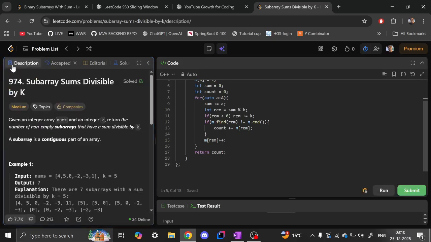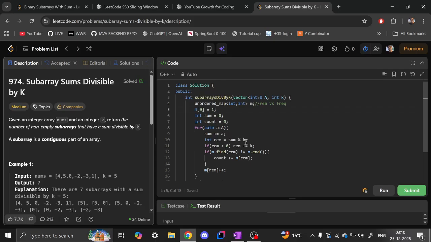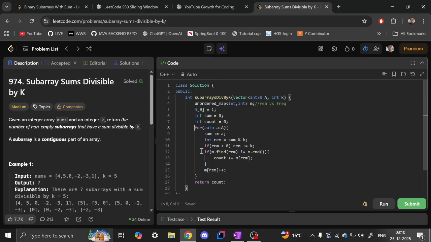Okay, so we see that this example has passed. If I try to analyze the time complexity, we are simply running a for loop. We are doing this operation, but this operation is constant time, so your time complexity is constant. And for space complexity, or the auxiliary space, we have taken this map.